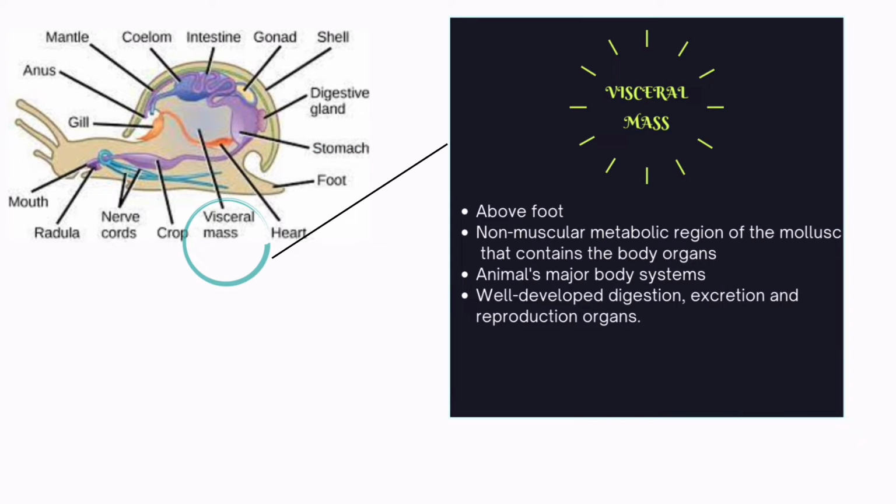Next, we're going to talk about the visceral mass. This is located above the foot in the visceral hump, a non-muscular metabolic region of the mollusca that contains the body organs. It is the animal's major body system. Why do I say this? Because it includes the digestive, nervous, excretory, reproductive, and respiratory systems.